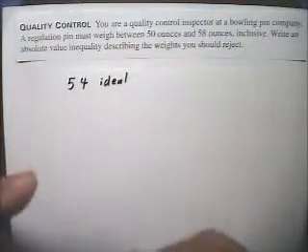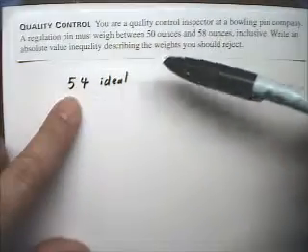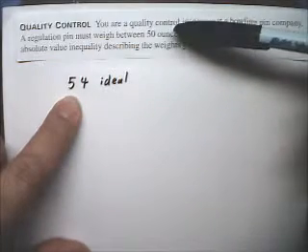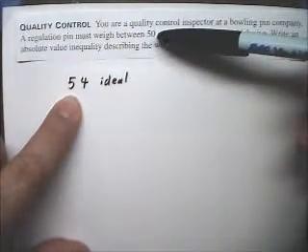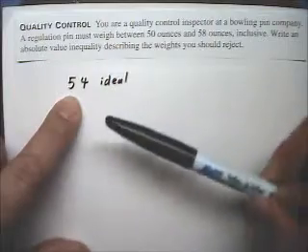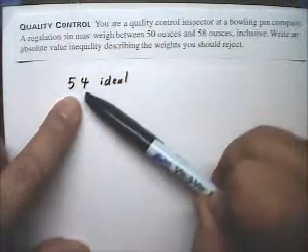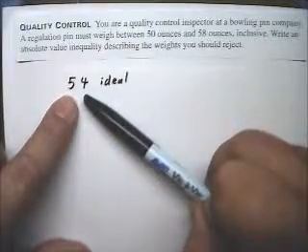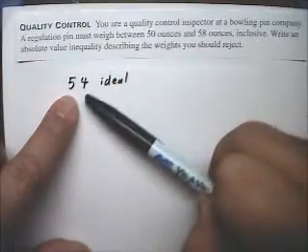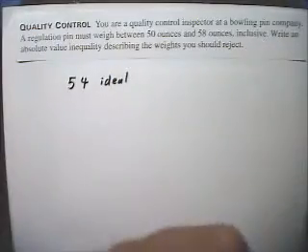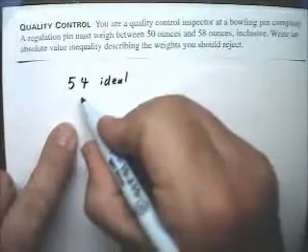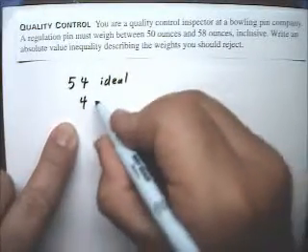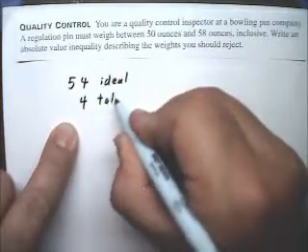Now the tolerance, 54 is ideal, and the tolerance can be plus or minus 4. See, this is the ideal, and the tolerance is going to be 4 ounces. So 50 ounces would be acceptable. Also 58 ounces would be acceptable. So 4 is the tolerance.